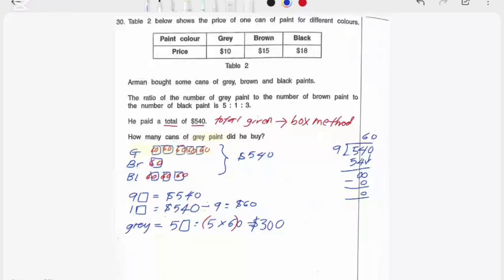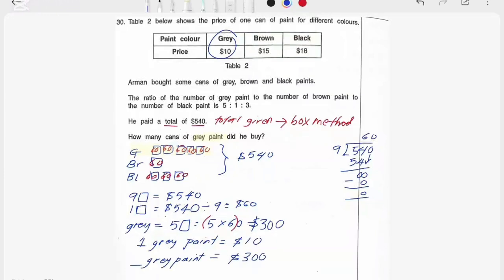The question is asking for the number of cans of grey paint Arman bought. He spent $300 total. Let's look at the table. For the price of one grey paint, one grey paint is equal to $10. So if he spent a total of $300 on grey paint, how many cans did he buy with the $300? So from 10 to 1, you divide it by 10. So 300 you divide by the same divisor, you'll get the number of grey paint. So 300 divided by 10 is equal to 30. Arman bought 30 cans of grey paint.